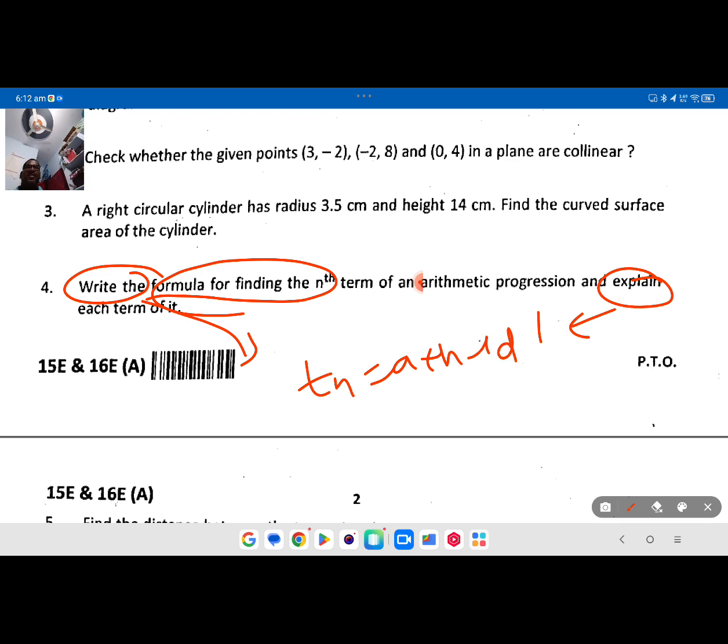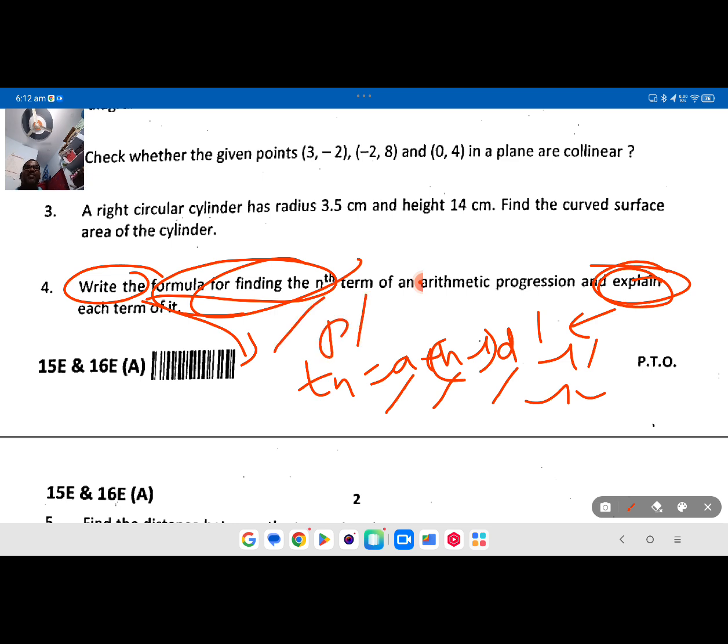The formula is there, right. So for writing that formula, 1 mark. What is a? a is the first term, n is the nth term, d is the common difference. For writing this, 1 mark you'll get. So writing the formula and explaining each term, you'll get from 2 lessons, either from progressions or from statistics. Right? Please follow my previous videos, you'll understand this.